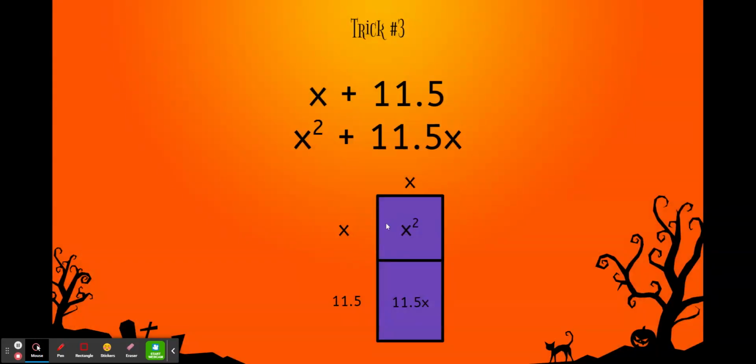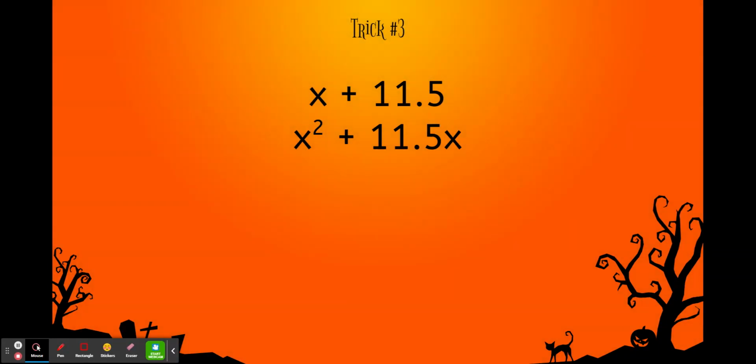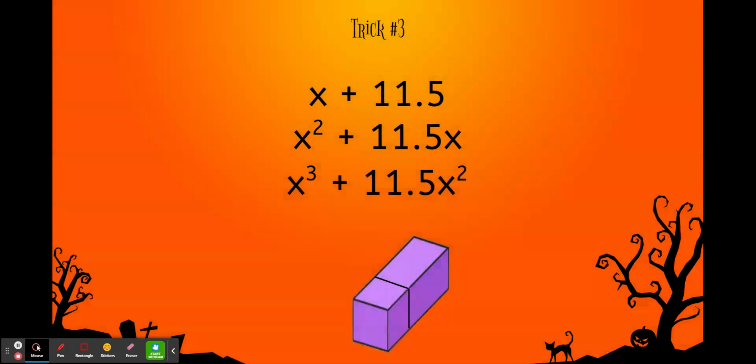When we multiply it out, you can see that this part of the rectangle is x squared, and the area of this part of the rectangle is 11.5x. That's how we get x squared plus 11.5x. All right, so we've got that, and the next direction is to multiply that by x again. So now we can take that rectangle and extend it up into the third dimension. So you can see we're going to have x cubed plus 11.5 times x squared here.